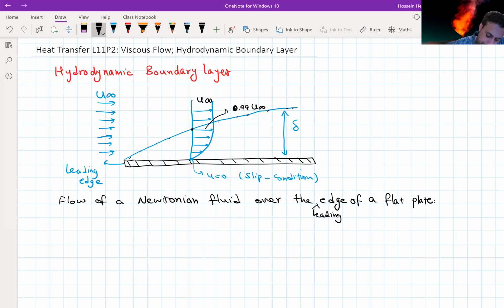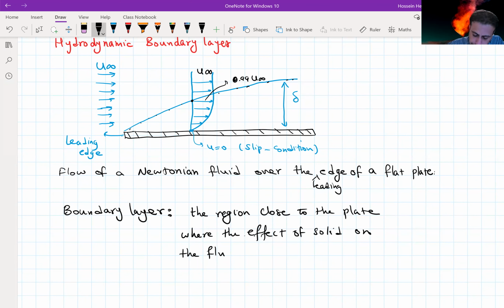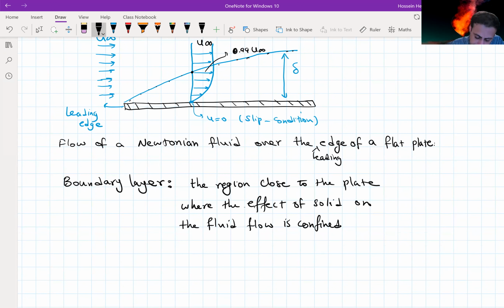Now, this boundary layer is the region close to the plate where the effect of the solid wall on the fluid is confined, and that's what we call the hydrodynamic boundary layer. We show it with delta.